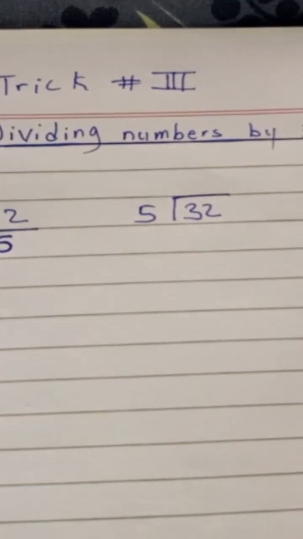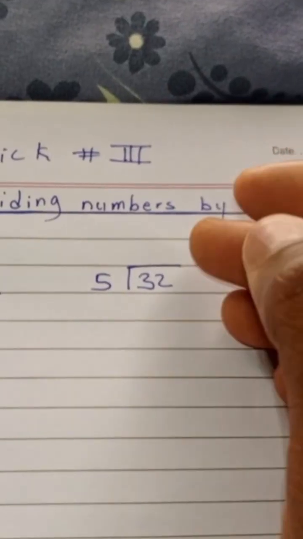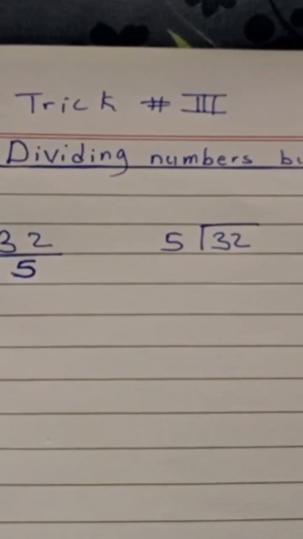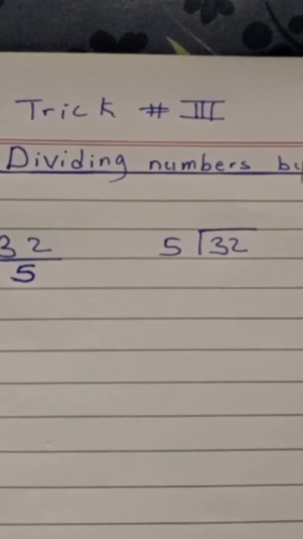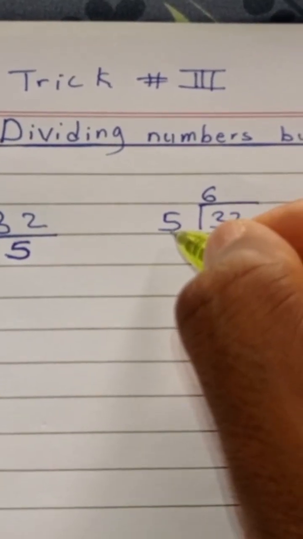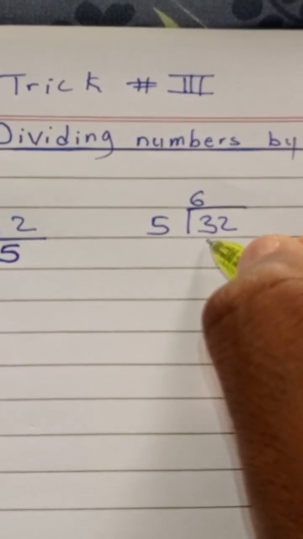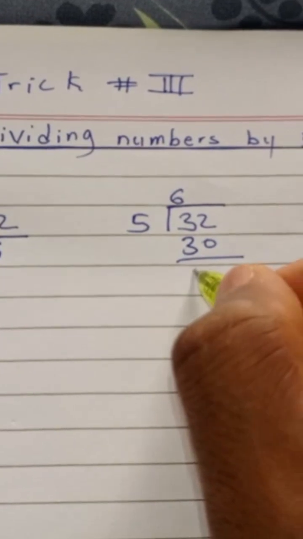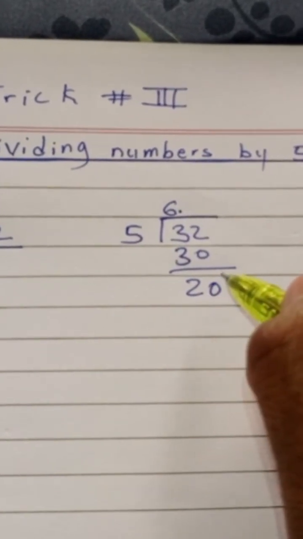Okay, so in our school, our teachers always follow these steps. You need to find a number that will come close to 32 if you multiply it by 5. Now let's try 6. So 6 times 5, or 5 times 6, is 30, right? So 32 minus 30 remains 2. So you have to add a decimal point and a 0.